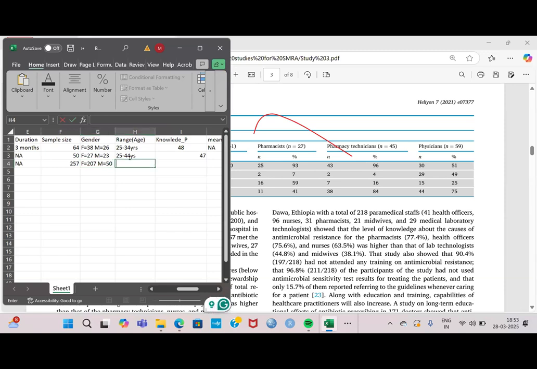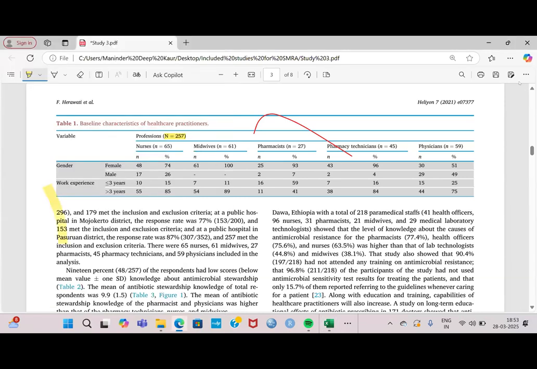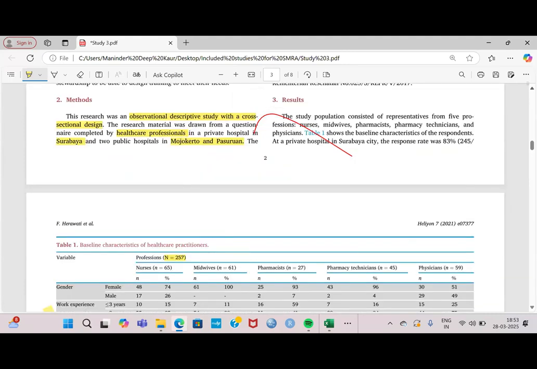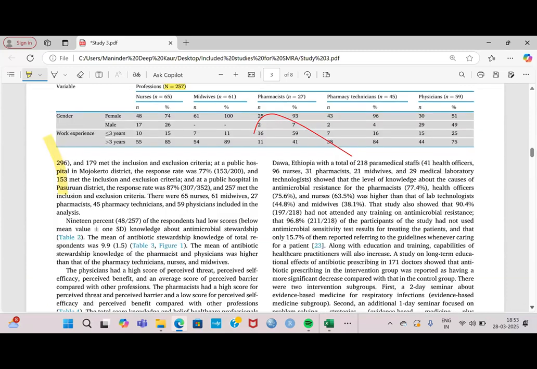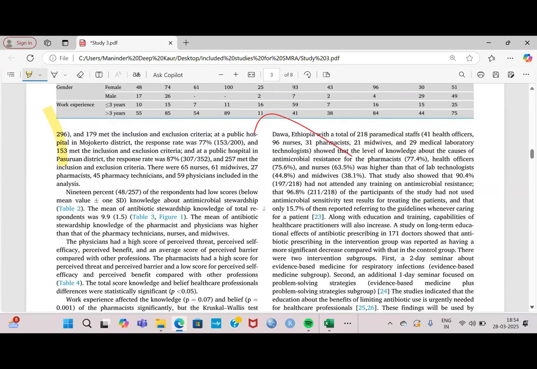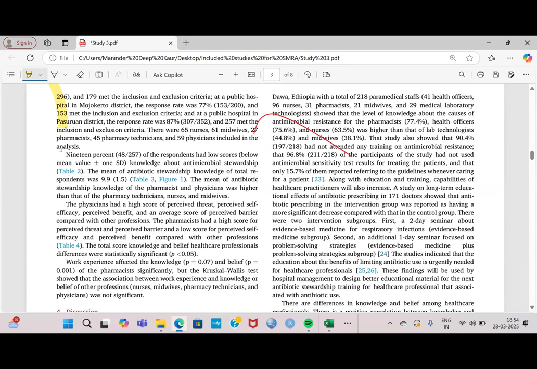Range, whether they have given the range. So I need to see that also, whether they have given mean age or the range in the result sections. No, no, no. Response rate, midwives, physician. No, they have not given any information about the mean age or the range of the age. So I will put not available here.